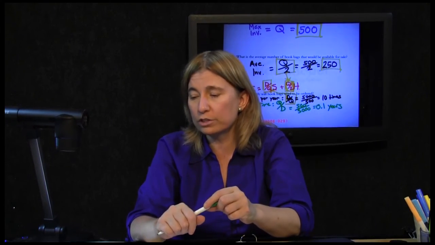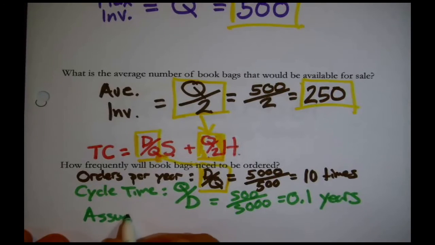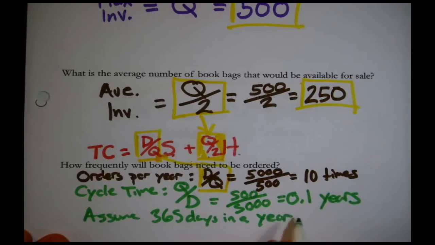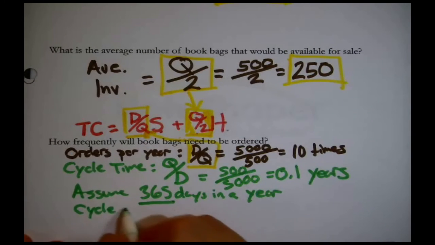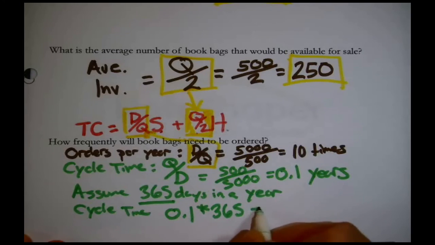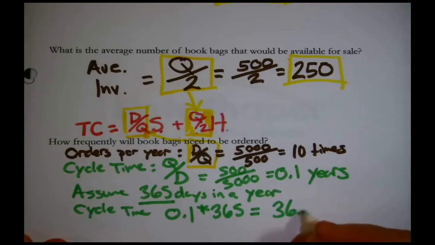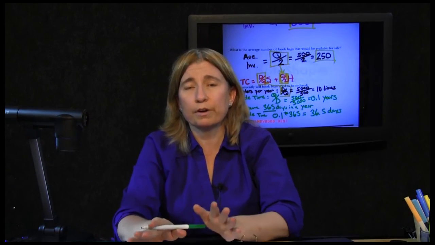For example, if Adventure Center, and I think they mentioned this in the extended scenario, is open year-round, okay? Then I'm going to assume 365 days in a year, because that's all of them. So I'm just going to restate cycle time, that's all. Cycle time is the original 0.1 years times 365, for 365 days in a year, 36.5 days. Oh, okay. I just found out that if we order these 500 at a time, oh, by the way, we are going to be placing an order every 36.5 days.